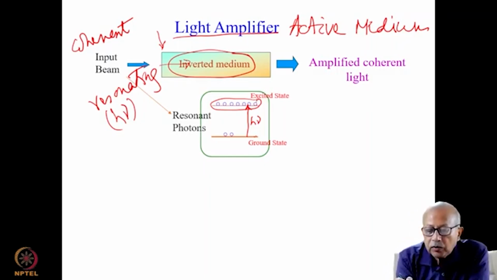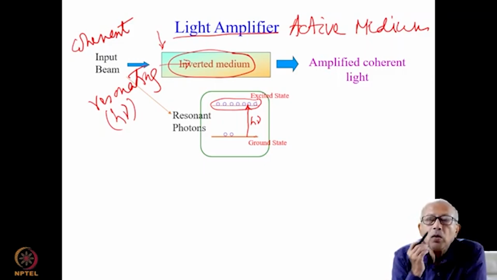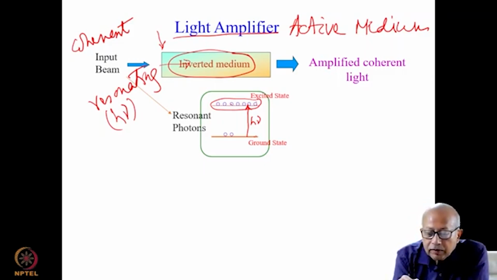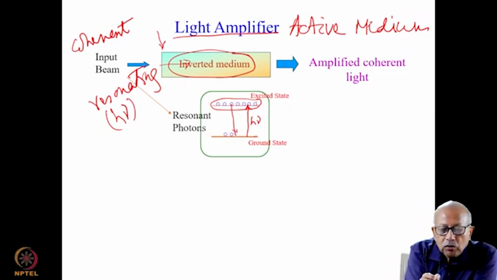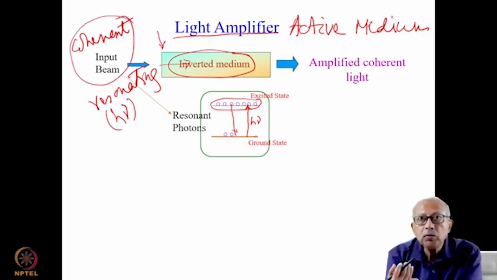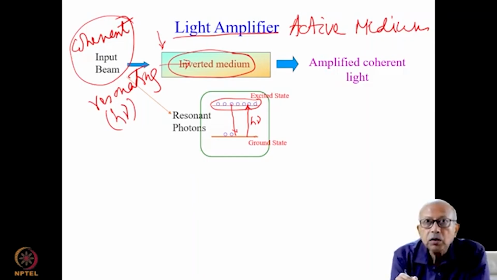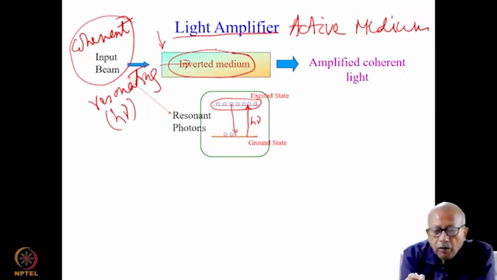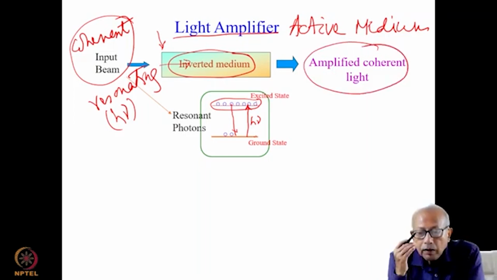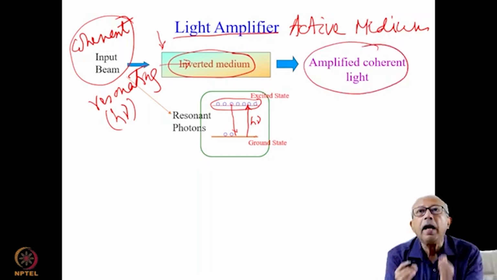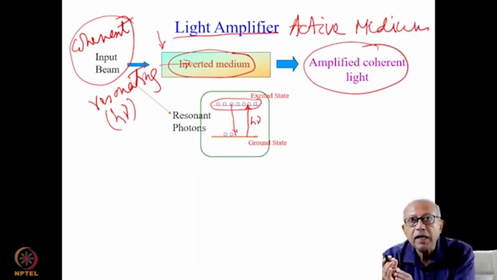And interaction with the excited state atoms will cause stimulation, and as a result, these atoms will come down to the ground state and will add another identical photon to this incident group of photons. And because there will be more stimulated emission than absorption, the medium would eventually give out amplified coherent light. So this is now a light amplifier, which amplifies light.